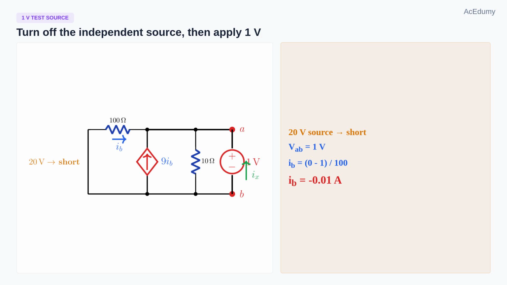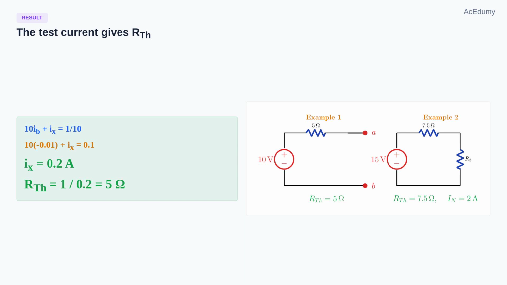To find Rthevenin with the voltage source method, turn off the independent 20-volt source so it becomes a short circuit. Then, connect a 1-volt source from B to A with the positive terminal at A. The terminal node is now at 1 volt. The control current is IB equals 0 minus 1 over 100, so IB is negative 0.01 ampere.